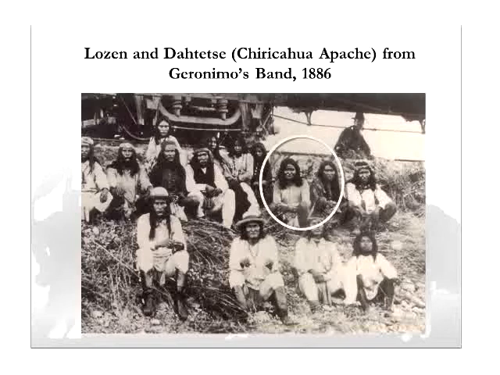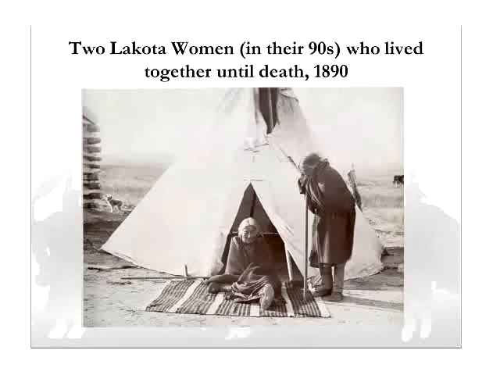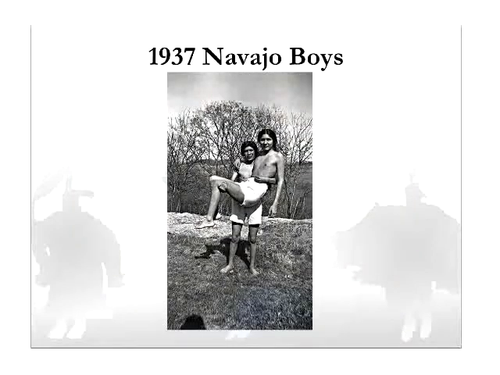Now, Dahtetse is a heterosexually identified woman that is in a relationship with another female-bodied two-spirit person. Again, driving home the point that this is not sexual orientation analysis pre-contact or even after contact. These are two Lakota, one of them being Winkte, and they lived together until their 90s, and the picture was taken in 1890. These are two Navajo boys.